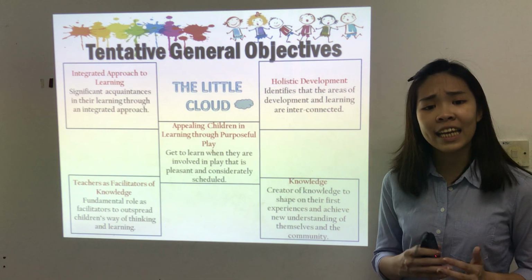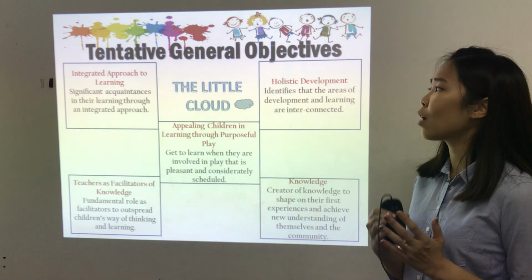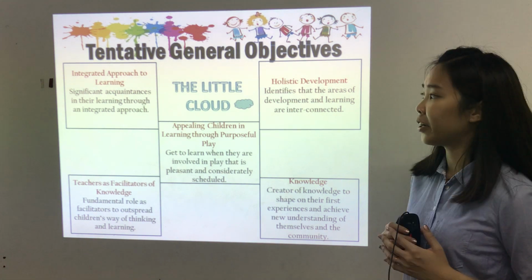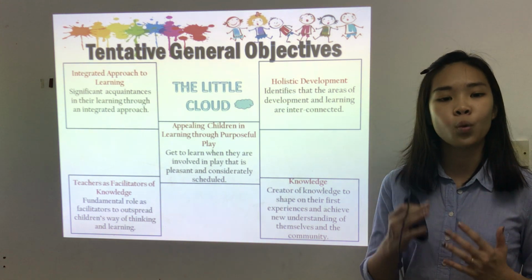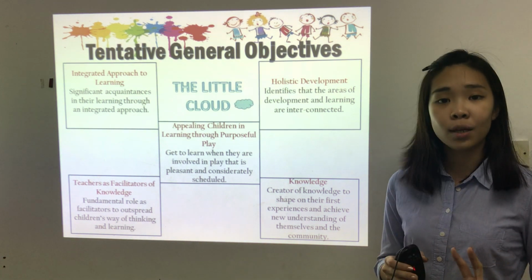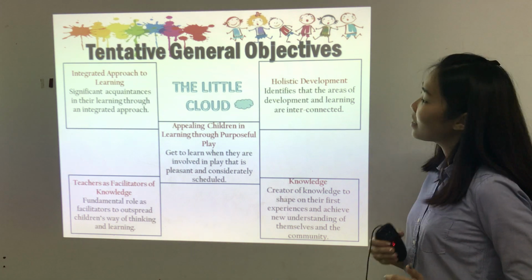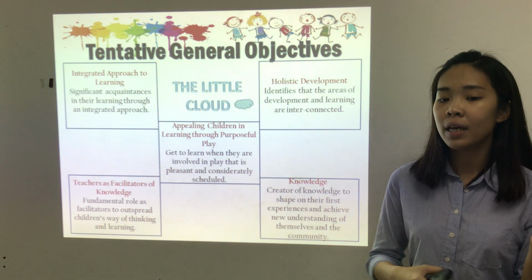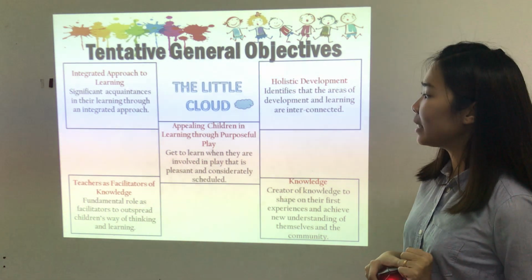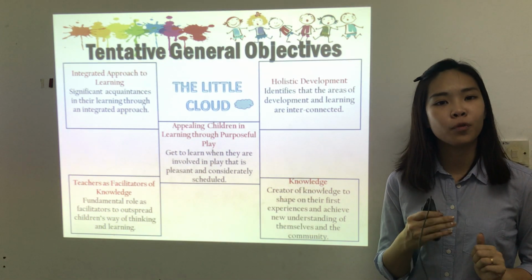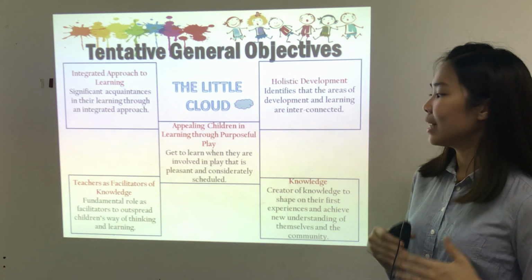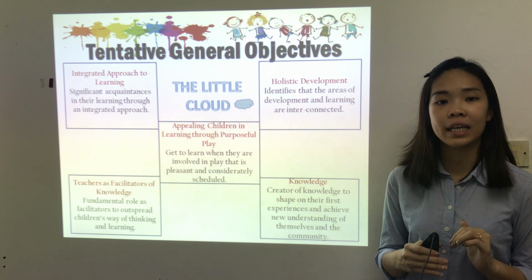Now, this is the tentative general objective that the Leader Cloud has set. The first one, integrated approach to learning. It is a very significant acquaintance in their learning through an integrated approach. Second one, holistic development identifies that the areas of development and learning are interconnected. The third one, engaging children in learning through purposeful play. Children get to learn when they are involved in play that is pleasant and considerately scheduled.